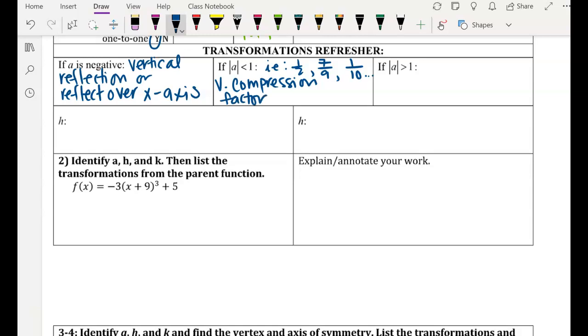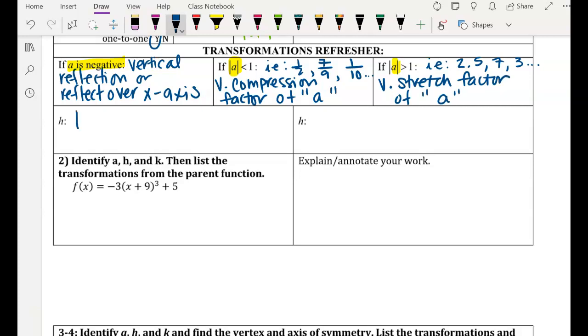It's a factor of that value, whatever that value is, so let's call it a. Now, if the absolute value of a is bigger than 1, for example 2.5, 7, 3, notice how it's its absolute value, so neither of these is negative. If it's negative, then it's already going to be a reflection. So if a is bigger than 1, this is going to be a vertical stretch factor of that value, whatever that value may be.